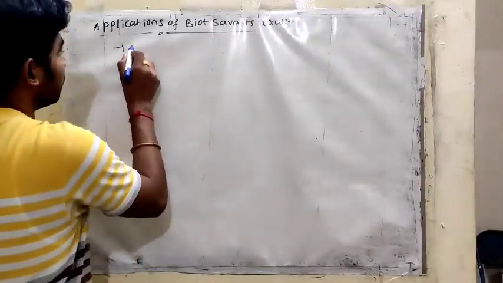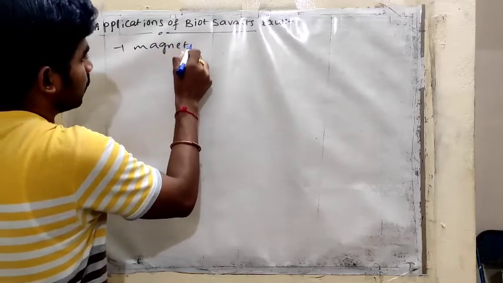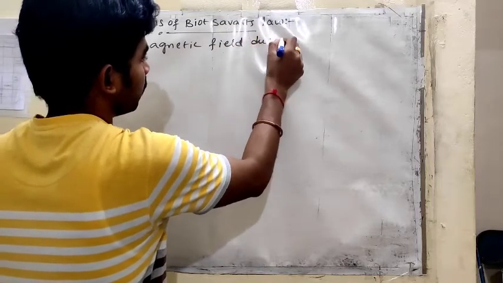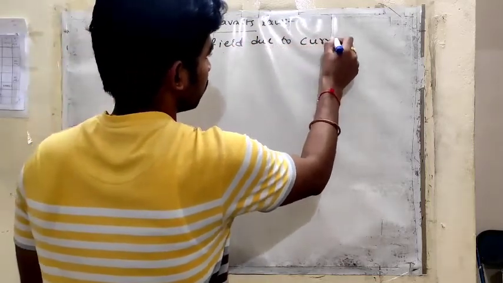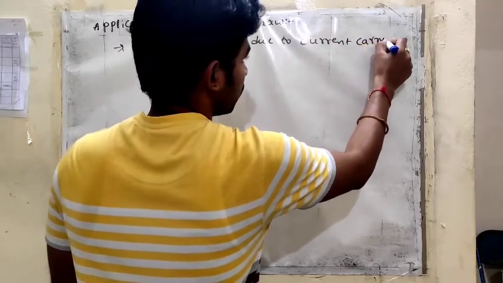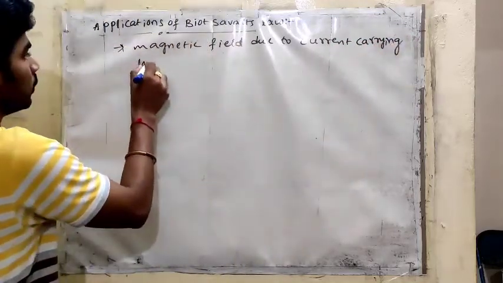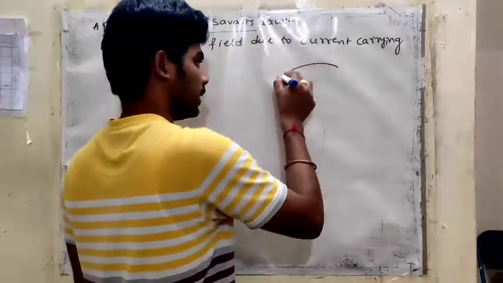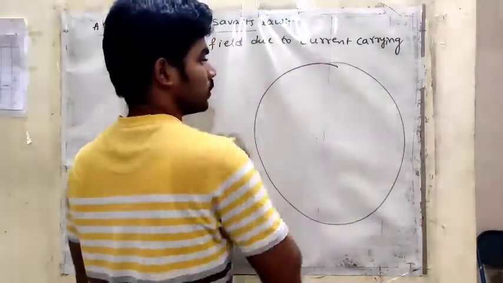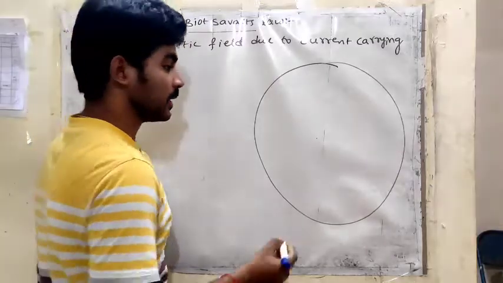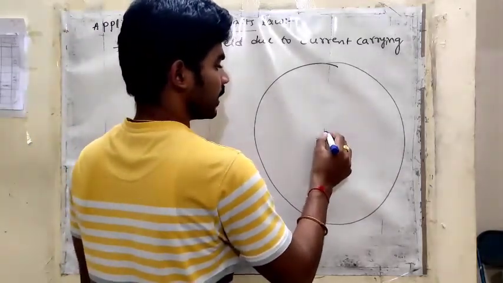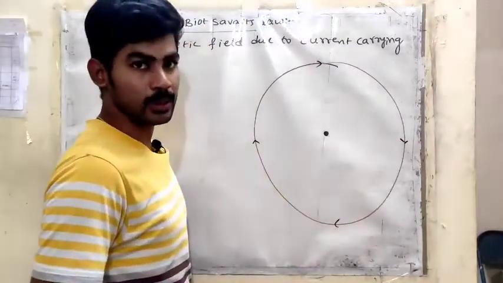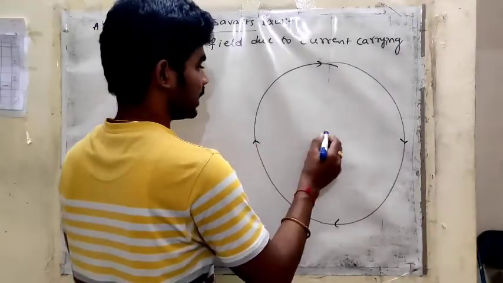Okay, next one: magnetic field due to a current carrying loop. Here I am taking one current carrying loop. In this current carrying loop, I am calculating the magnetic field exactly at the center. The current is passing like this inside the circular loop. Exactly here I am calculating.